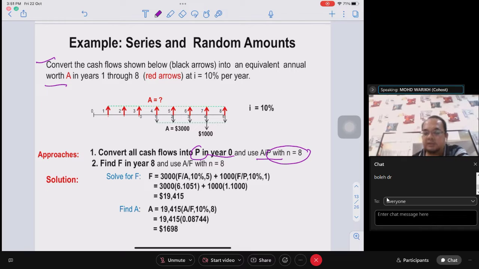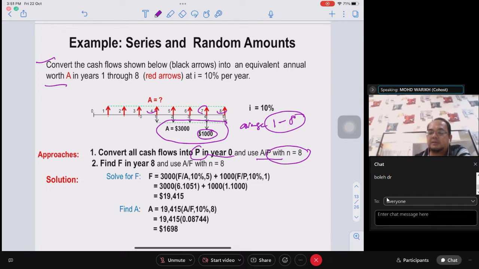That means, untuk memudahkan, the original question: the A starts from year 4 until year 8, and then suddenly at year 7 they have 1,000 ringgit. The question asks, what happens if this number is made an average from year 1 until year 8. Faham tak maksud dia?